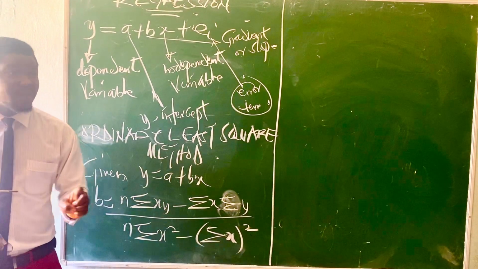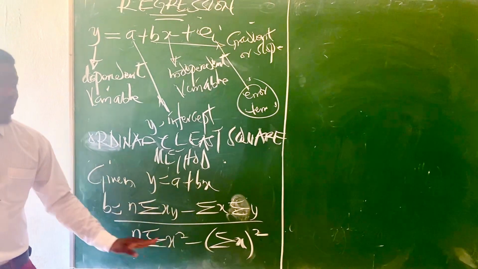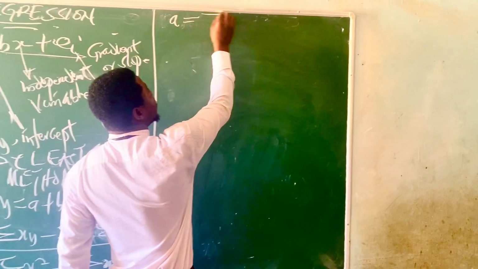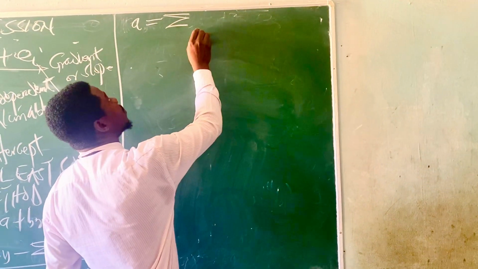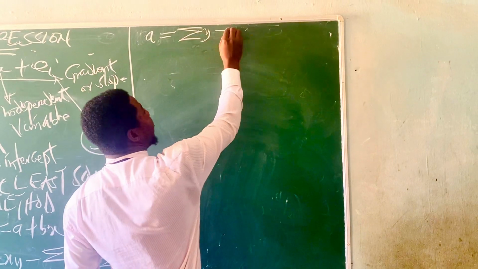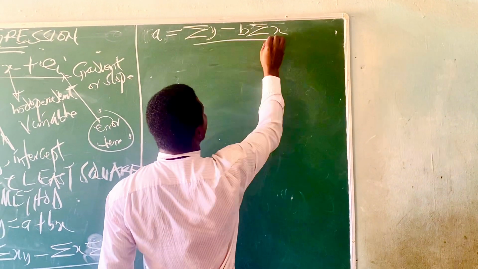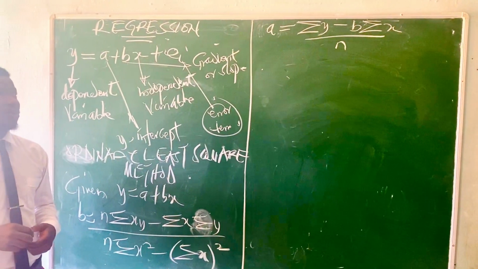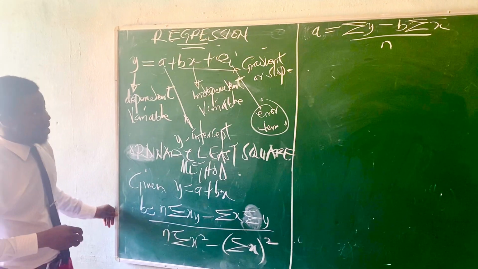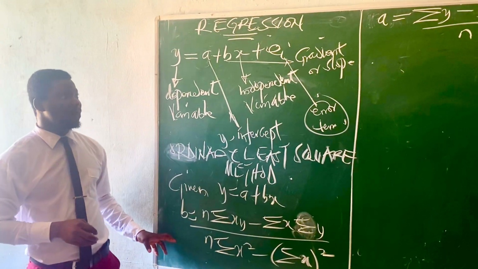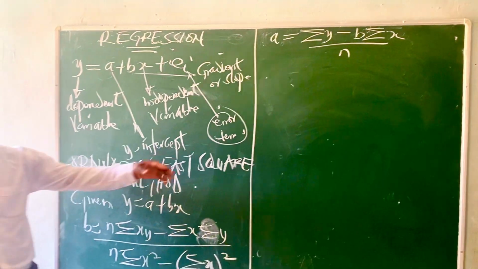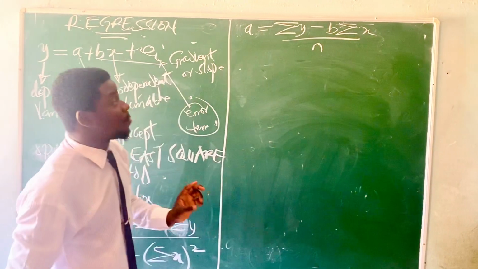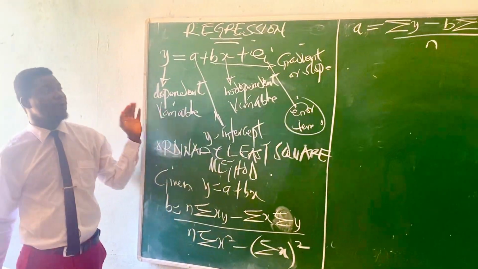And the formula for obtaining the value of b is as given. Your a is equal to summation y minus b summation x, all over n. That's the formula for obtaining the value of a when it comes to the ordinary least square method. It implies that without the value of b, you cannot obtain a. You can see that from here: in the formula for obtaining a, there is b there. It means you first of all obtain the value of b before you obtain a.